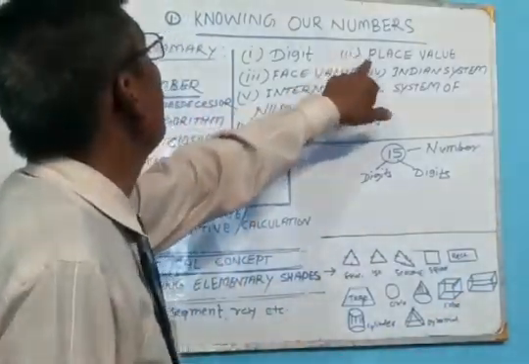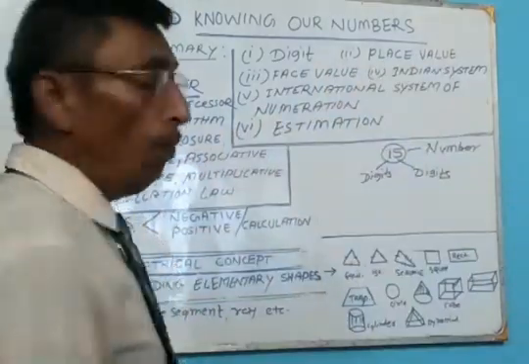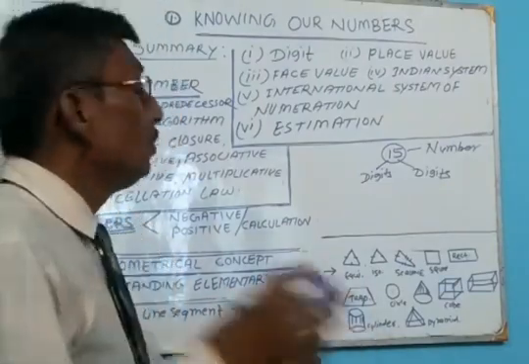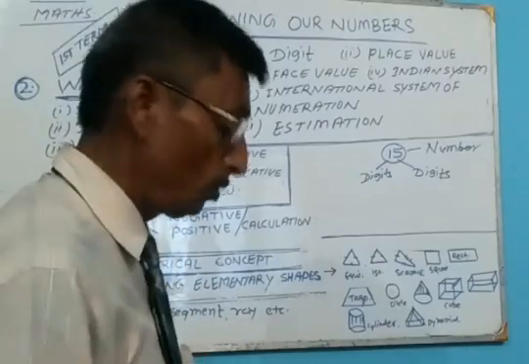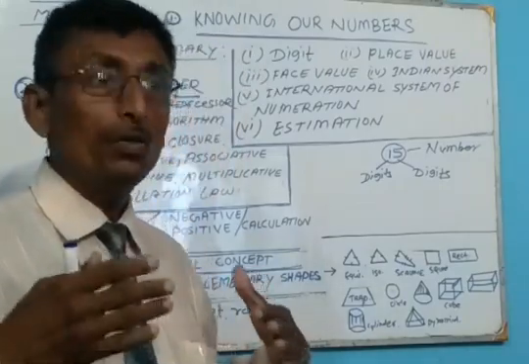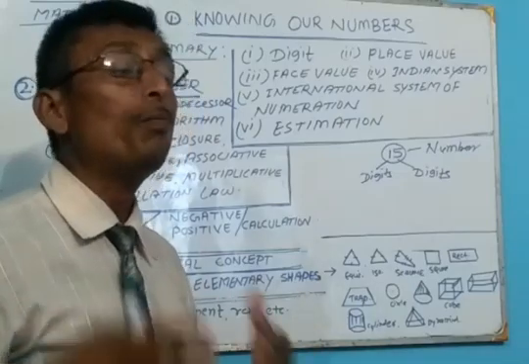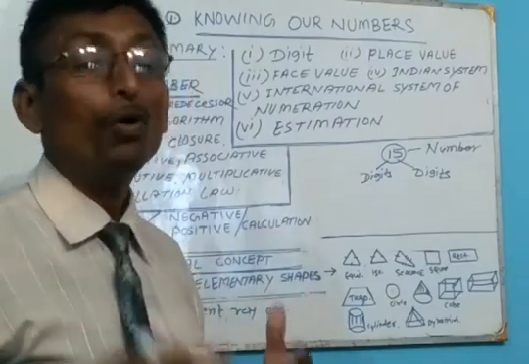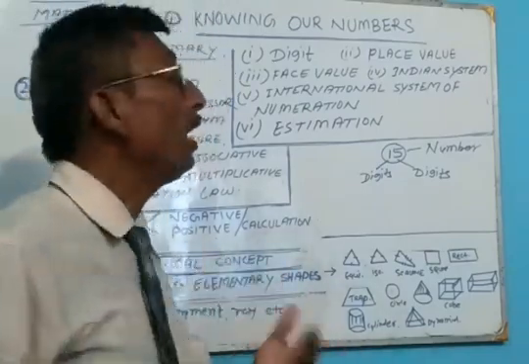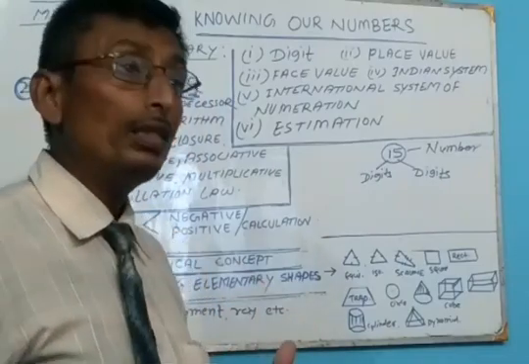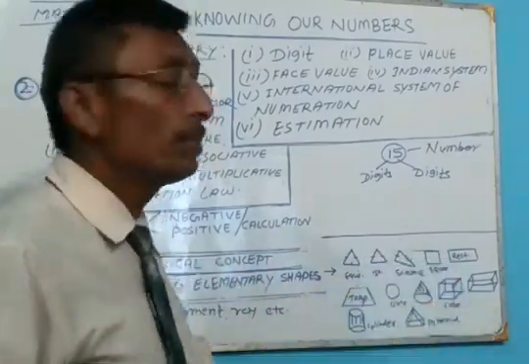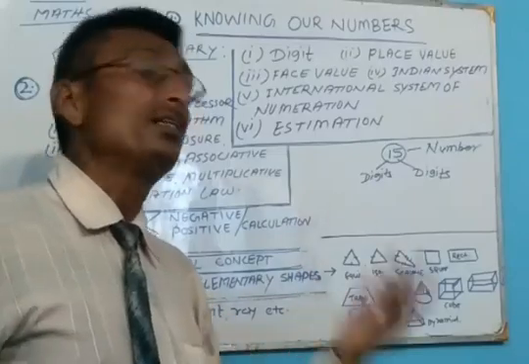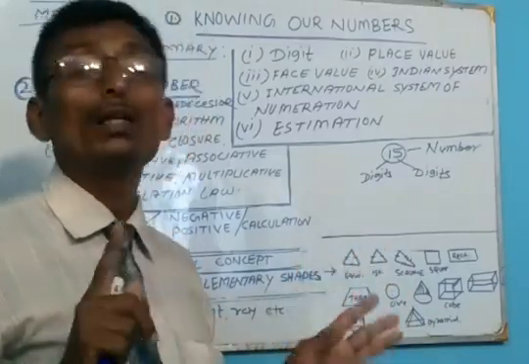Then come on to the next point, place value. What is the place value? As for example, when we are in class, then our place is of a teacher. But when we are at home in front of my parents, then I am the son. So, in both cases, our place value is different. Teacher and son, but I am only one.